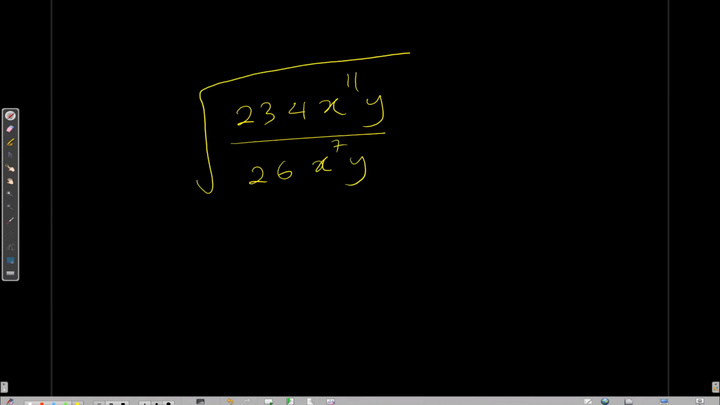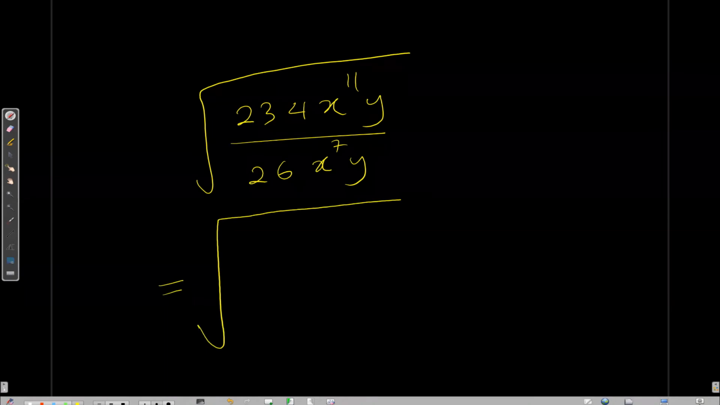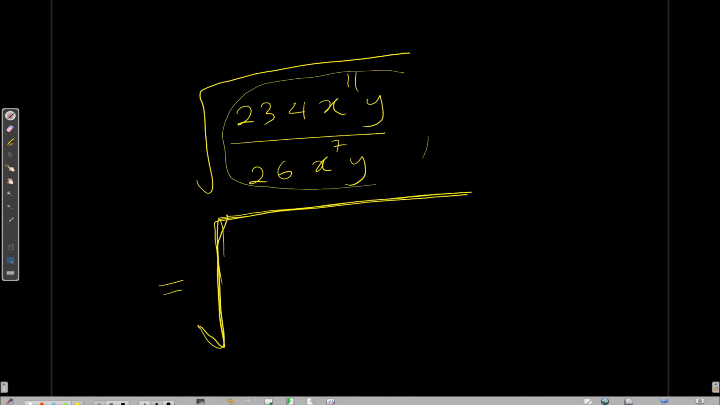Now look at these numbers. One thing you can do: first simplify inside. Before you touch the radical sign, just write a big radical sign and try to simplify this guy. So leave the radical there. Okay, how many x's? We have 11 on top and 7 on bottom. Now if you are struggling with exponents, watch my previous video.